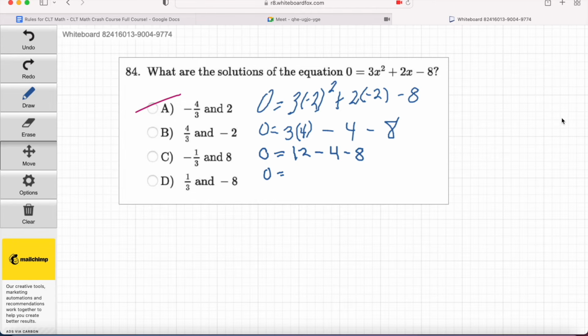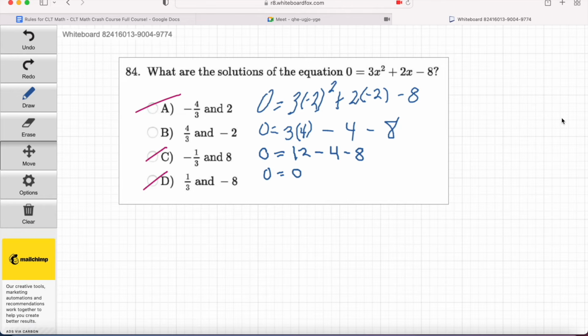This is interesting. Now, take a look at the other answer choices here. Take a look at C and D. We know negative 2 gives us a true statement. We know negative 2 is a solution. Do you see negative 2 in answer choice C or D? No. They can't be right.